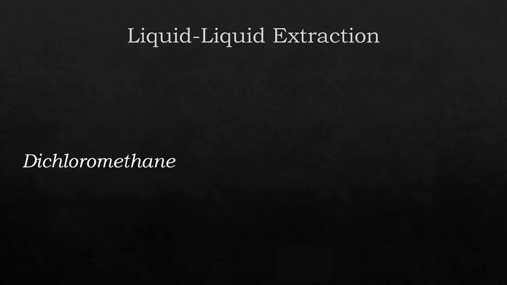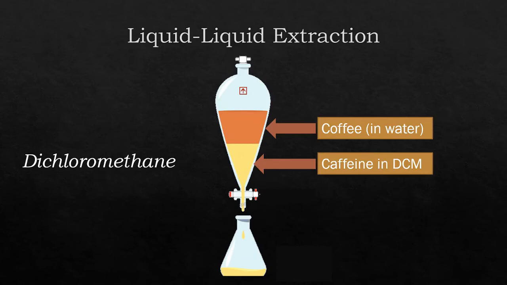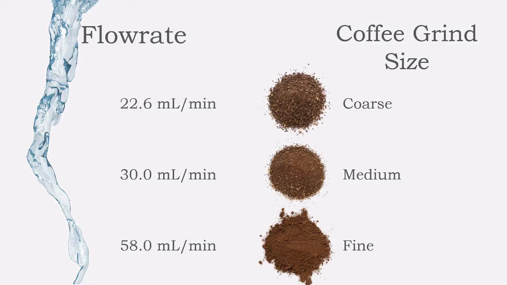Next, we remove the caffeine from these coffee samples using a substance called dichloromethane, or DCM. Caffeine is more soluble in DCM than water, so it will transfer to the DCM part of our separatory funnel, which we can remove for measurement. The variables we'll be exploring are flow rate and coffee grind size.